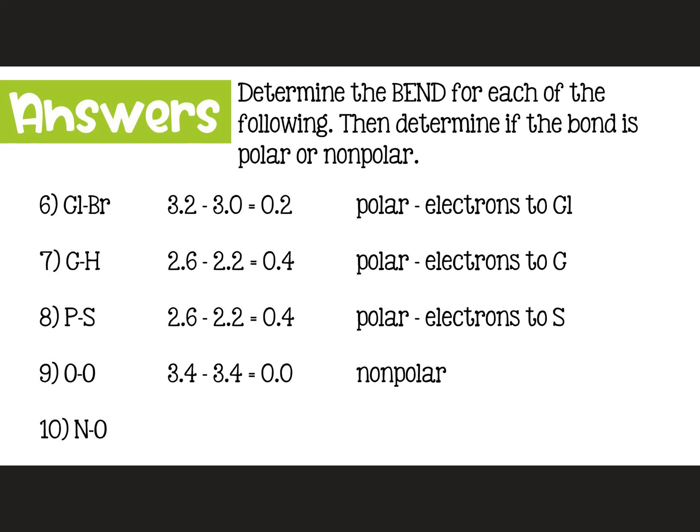Lastly, let's consider nitrogen and oxygen. So our electronegativity difference is 3.4 minus 3.0, which is 0.4, and that means that we have a polar molecule with the electrons closer to the oxygen, because oxygen had the higher electronegativity, meaning nitrogen has a slightly positive charge and oxygen a slightly negative.